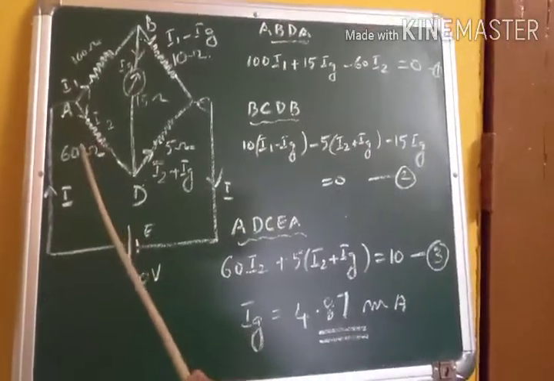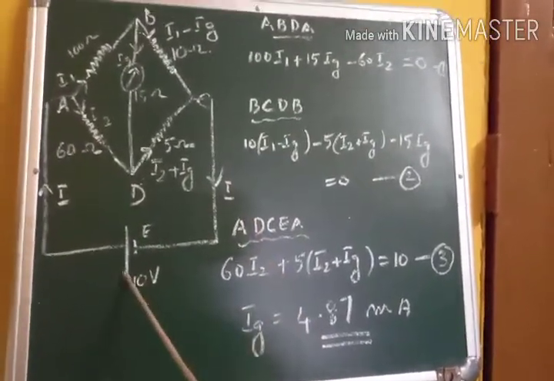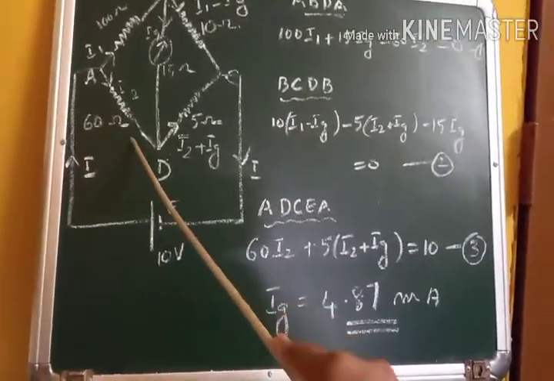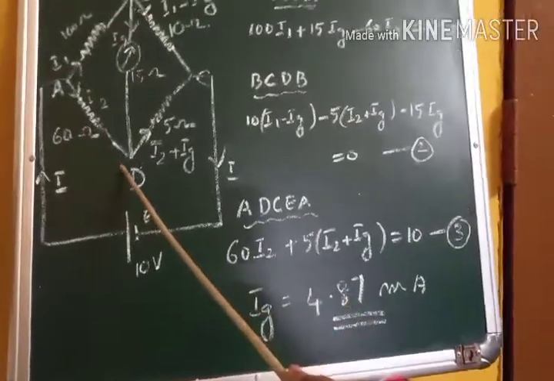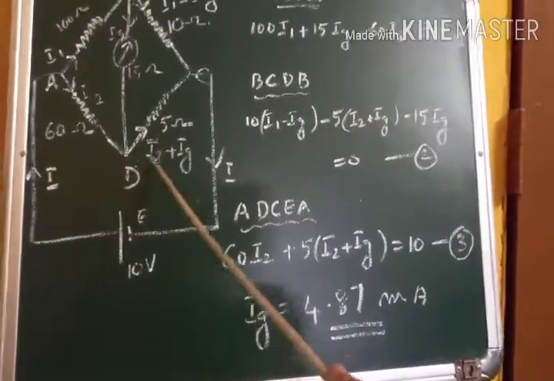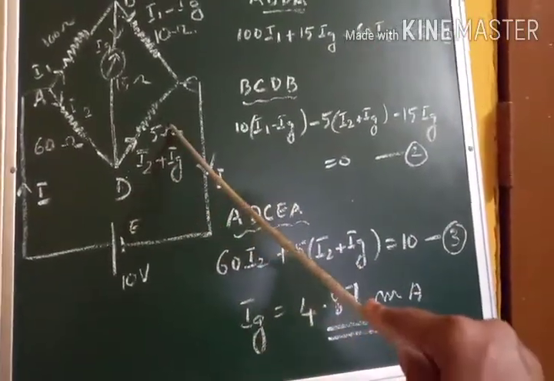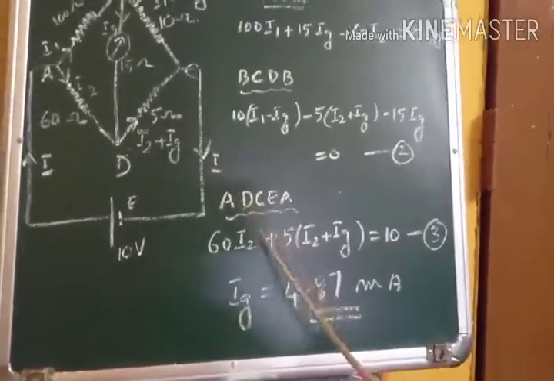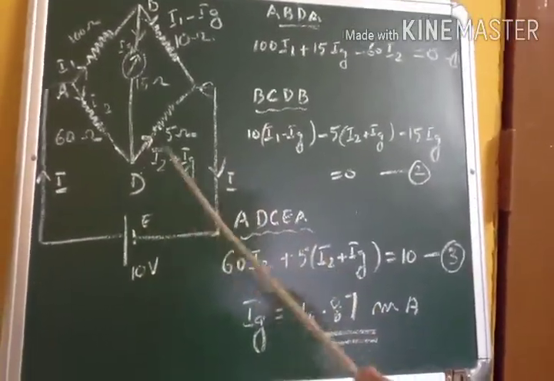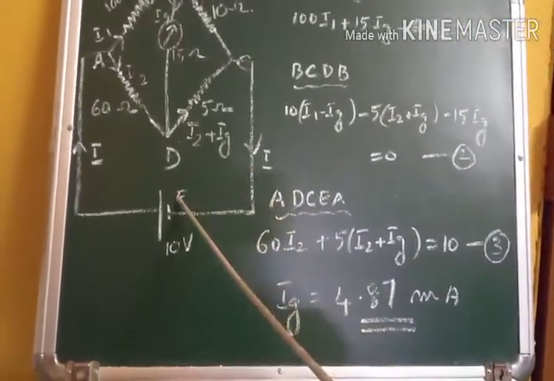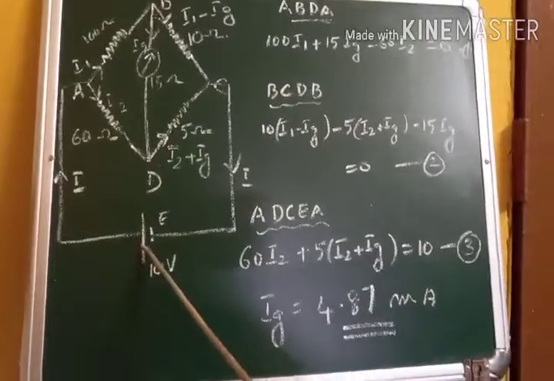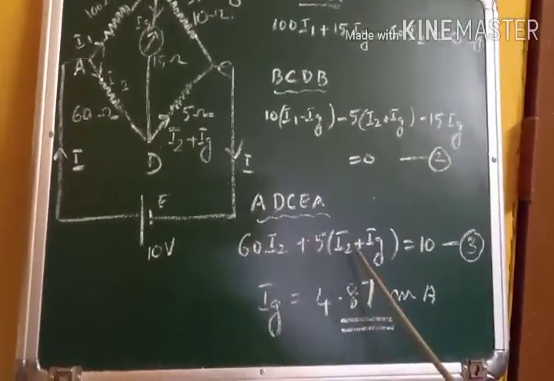So one more loop, A, D, C, E, A, including the cell. So AD, this is the direction of traversal. I2 is also in the same direction, so positive 60 I2. Then this is the direction of traversal, and the direction of current I2 plus Ig through 5 ohm, both are in the same direction. So plus 5 into (I2 plus Ig). So only 2 resistors are there. Then one cell is there. So ADCE: which terminal is coming first? Negative is coming first. So lower potential to higher potential, we have discussed, is positive. So equal to plus 10.